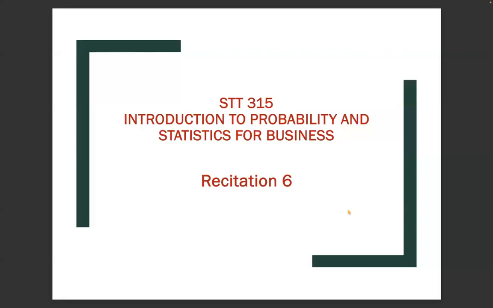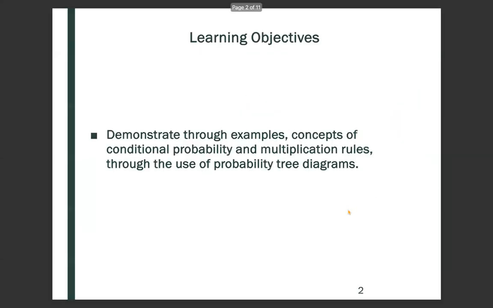Hello, STT 315. This is Recitation 6. Our learning objectives are to demonstrate through examples concepts of conditional probability and multiplication rules through the use of probability tree diagrams.